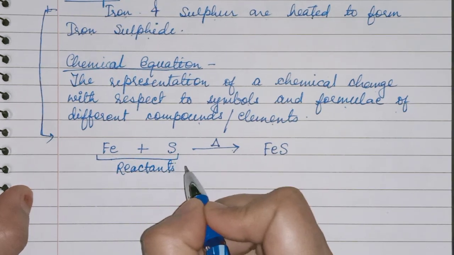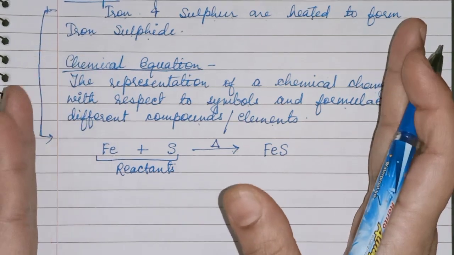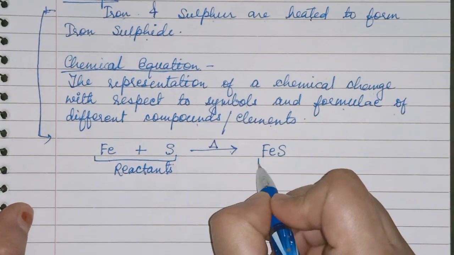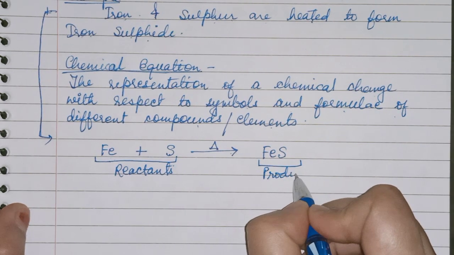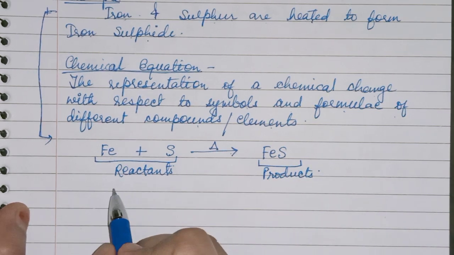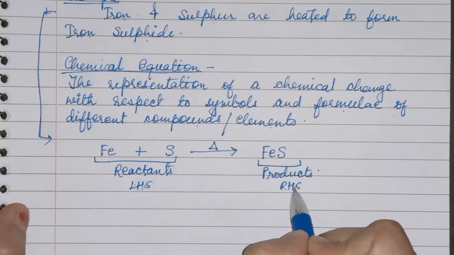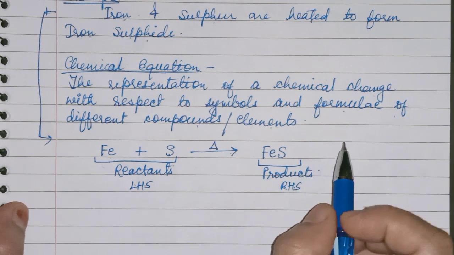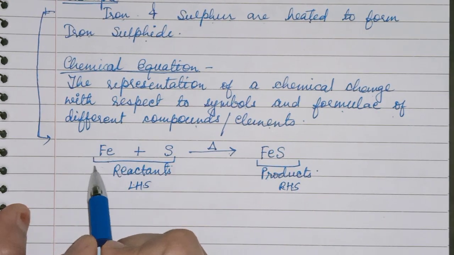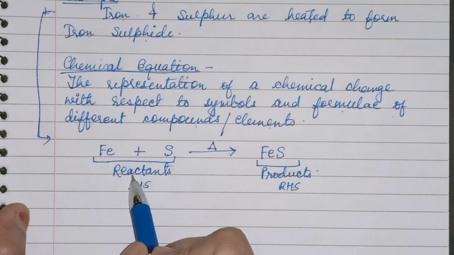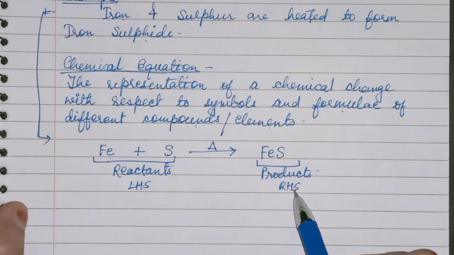Reactants are on your left hand side, and the right side is your products. It may be single, it may be more than one. So here left hand side is reactant, right hand side is product. You can easily say that the substance which is taking part in the reaction is called reactants, and the new substance formed after the reaction is called product.